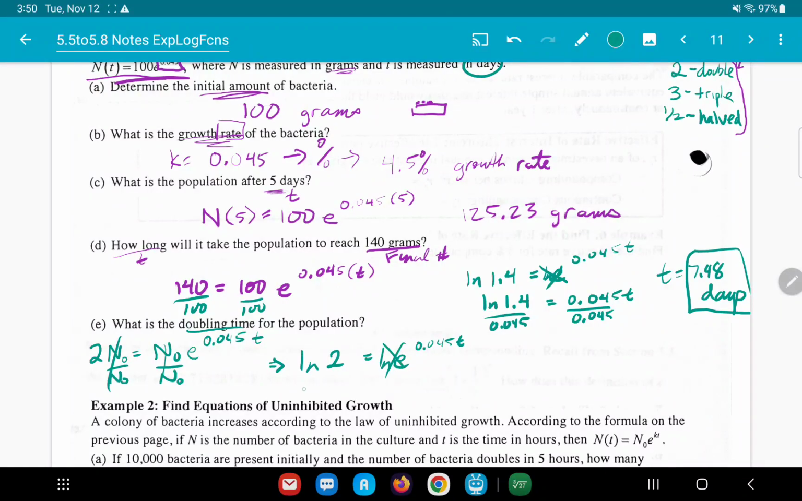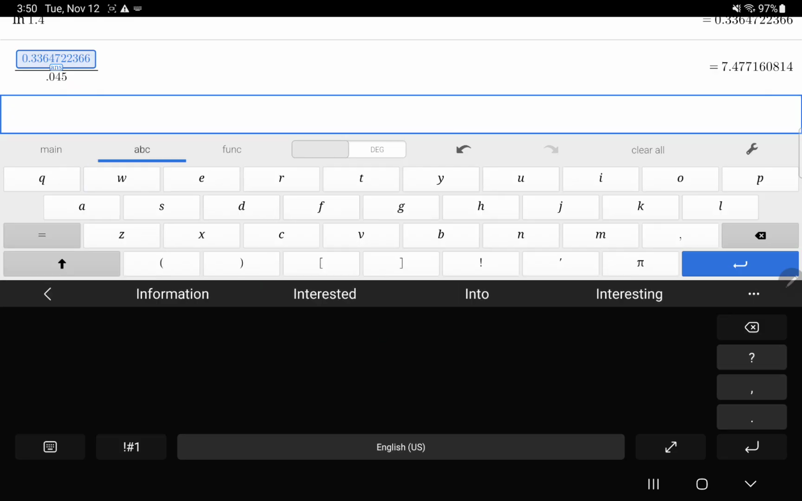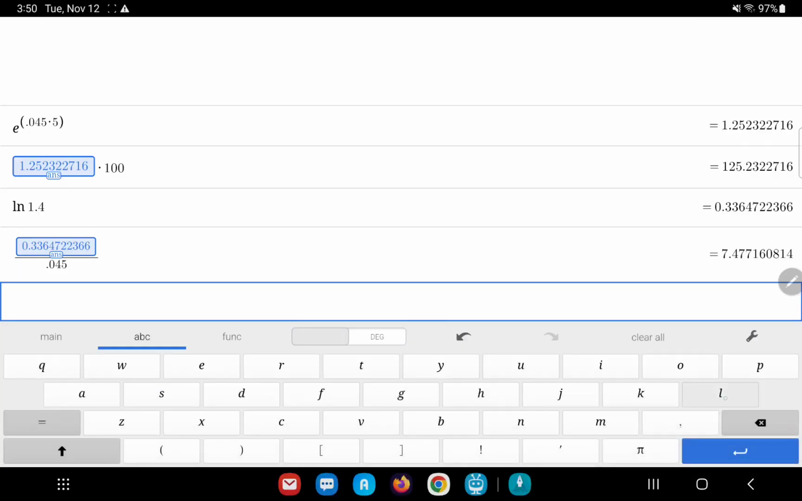Same idea here. And then we're going to get ln2 equals 0.045t. Then we divide both sides by 0.045 to get our final answer. So let's go ahead and do that. ln2. Let's just see if I can ln. Nope, it doesn't work. All right, let's just type it in. Why is it doing that? ln of 2.